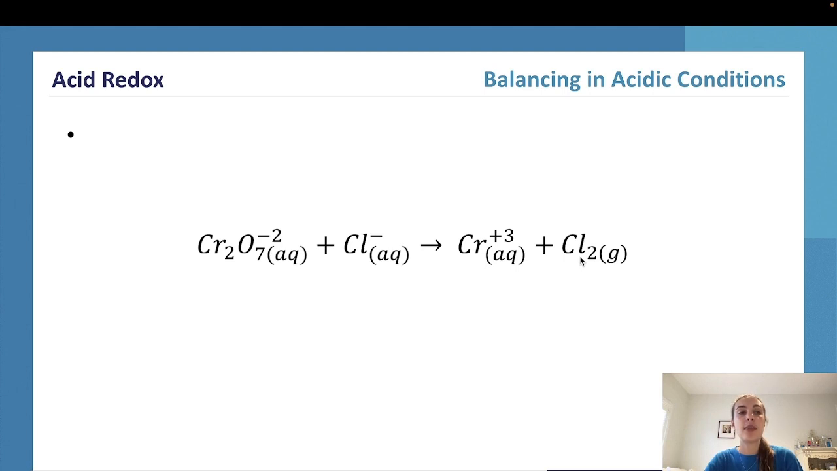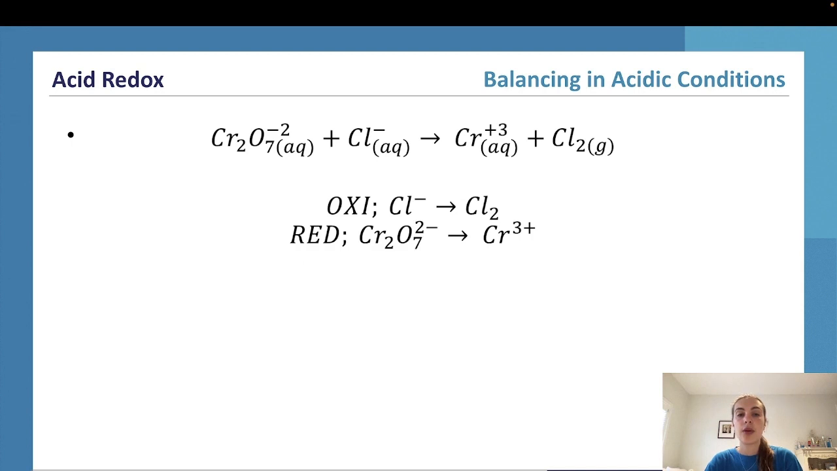So our first step we need to do is separate them into their two half reactions, so an oxidation reaction and a reduction reaction. Our oxidation reaction being the chloride 1 minus makes the chlorine gas, and our reduction reaction being the dichromate ions makes the chromium 3 plus.